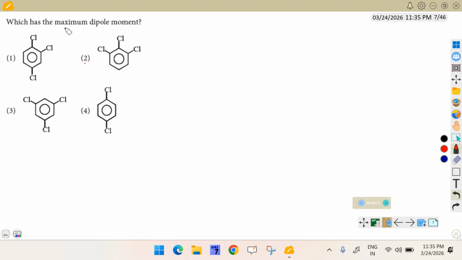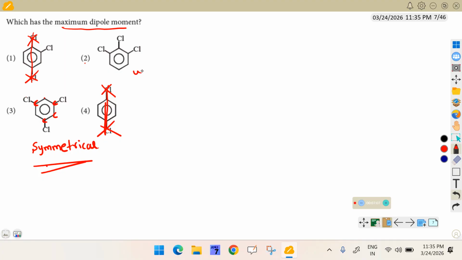Which has the maximum dipole moment? The angle between the chlorines is 180 degrees, so they cancel with each other. This compound is a symmetrical molecule. How is it considered symmetrical? Because chlorine attached carbon, one carbon gap, again chlorine attached carbon, one carbon gap, again chlorine attached carbon, one carbon gap. Symmetrical. This is unsymmetrical.